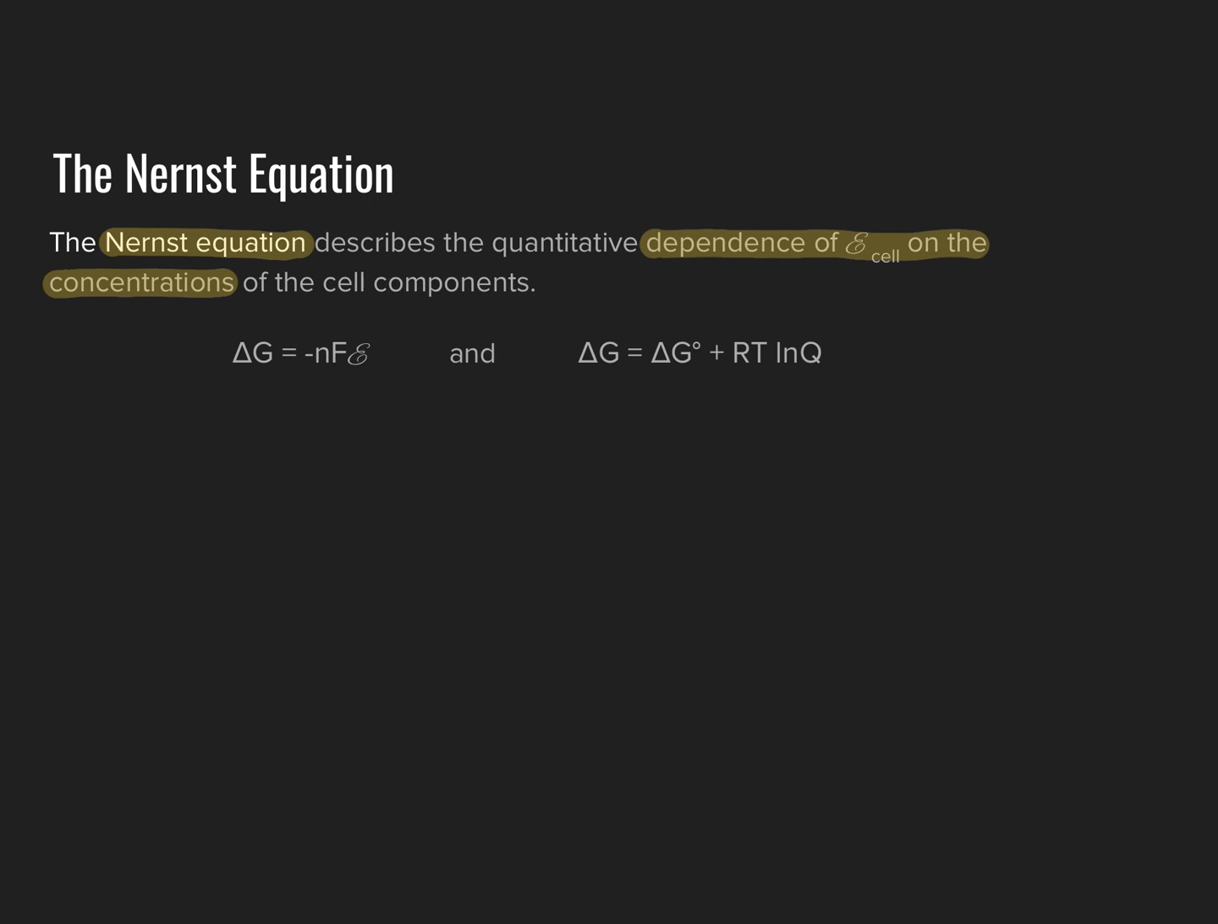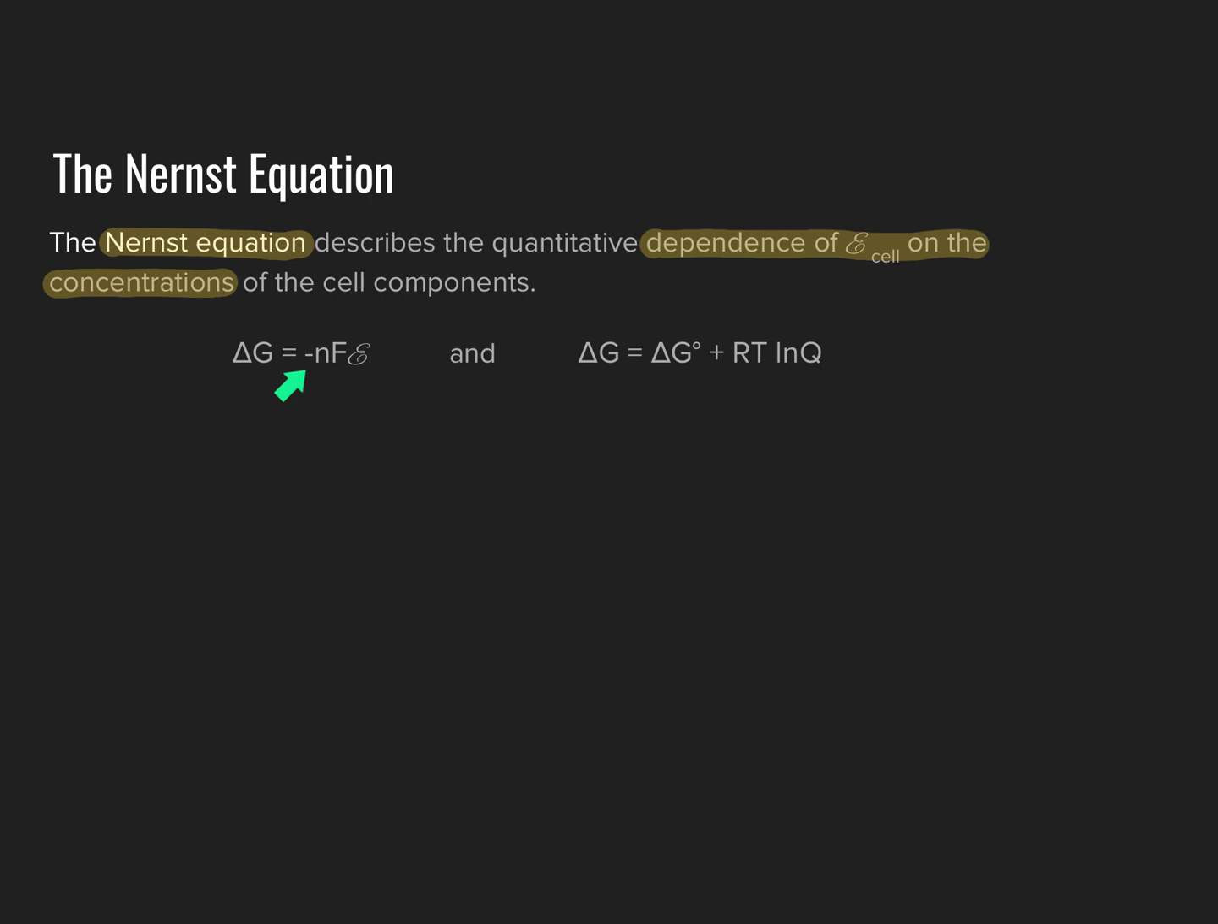In order to do so, we're going to start with a couple of our definitions of changes in free energy. Earlier in this set of slides, we developed the idea that the change in free energy of an electrochemical system can be calculated by taking minus n, the moles of electrons, times a Faraday F, times the cell potential E.